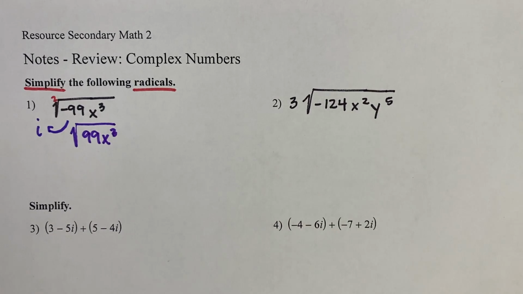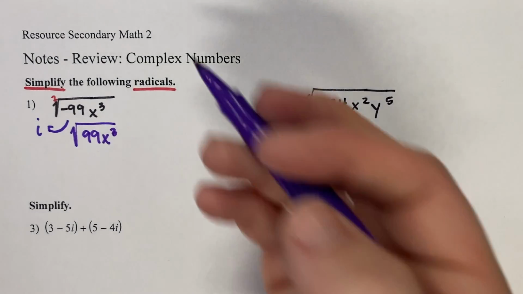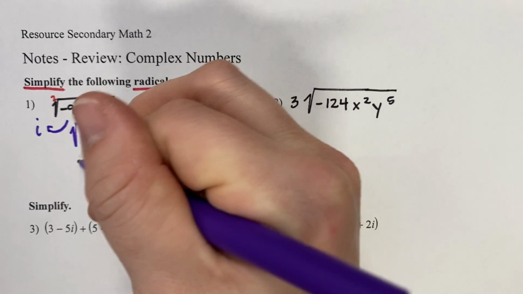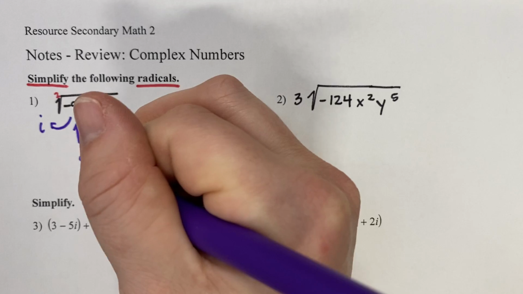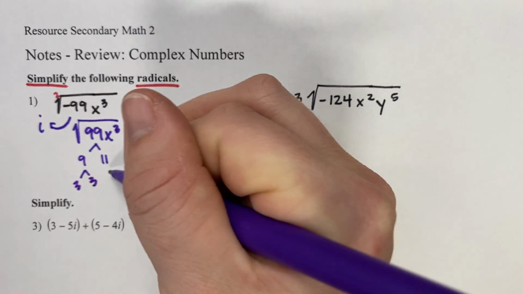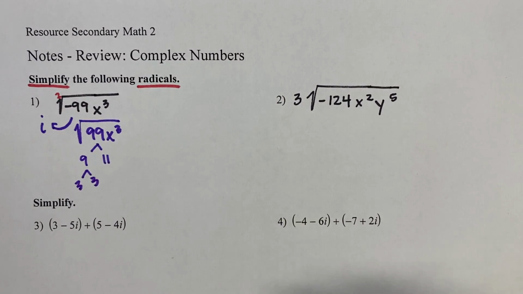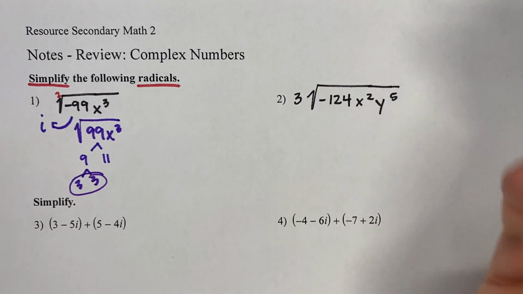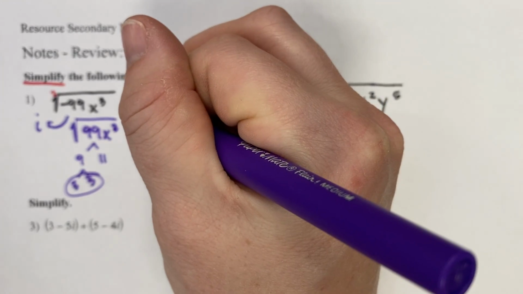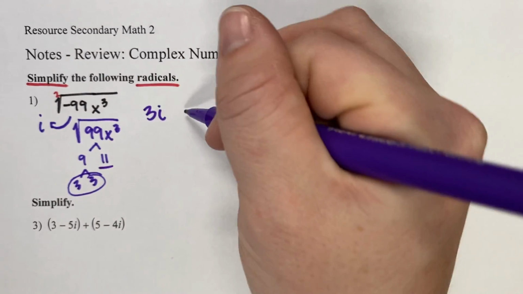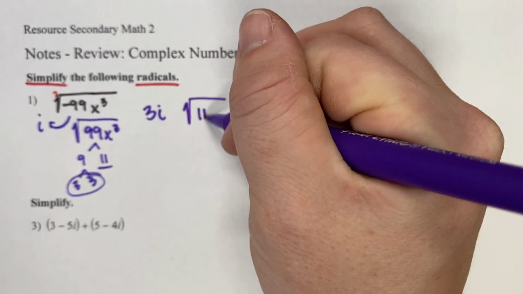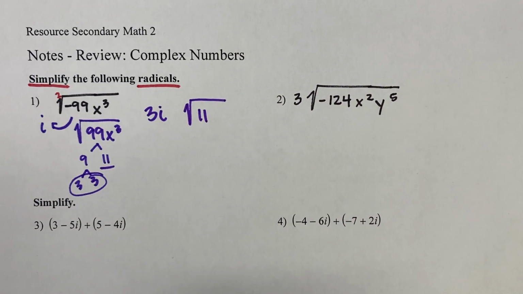So now we have i times the square root of 99x cubed. Now we can start breaking down 99. I know I can divide 99 by 9 and 11. Don't have a pair yet, so I can do 3 times 3, and 11 is prime, so I know I can take out the 3. This is going to turn into 3 and the i that was able to come out. The 11 had to stay in, and I'm going to leave a little space just in case our variables, which we deal with next, can pair up and leave the radical as well.